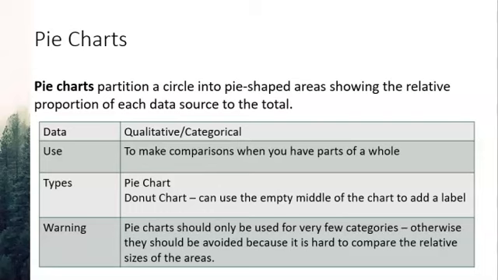The most important note I have about pie charts is they should only be used for very few categories. Personally, I recommend only using them for dichotomous variables, like yes, no, or other types of variables that only have two options. Otherwise, pie charts should be avoided because it becomes very hard to compare relative sizes of the areas when they are in arc shapes and you have many categories.